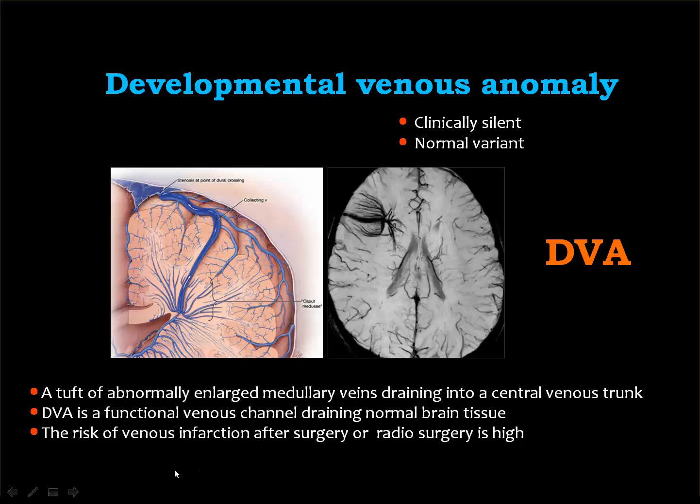Then we came to a lesion which is very important. It's considered a normal variant, but it's a very important lesion. This is known as developmental venous anomaly, or DVA. Developmental venous anomaly is a vein that is draining a tuft of small veins draining normal brain tissue. So they consider this as a normal variant, not as a lesion.